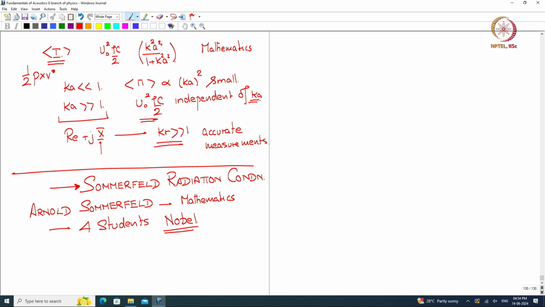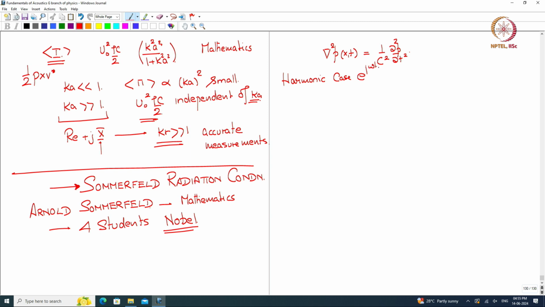Now, what is this Sommerfeld radiation condition? Our acoustic wave equation looks like this. And if we stick with the harmonic case, that means e to the power j omega t.